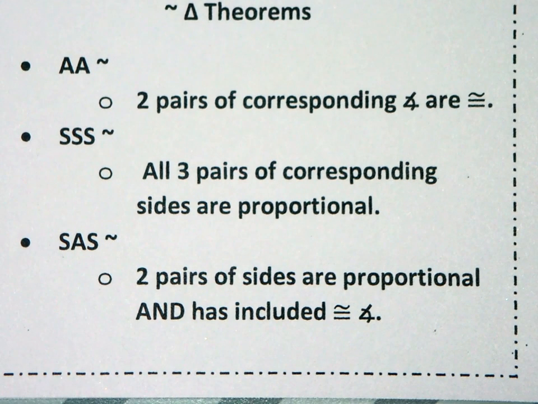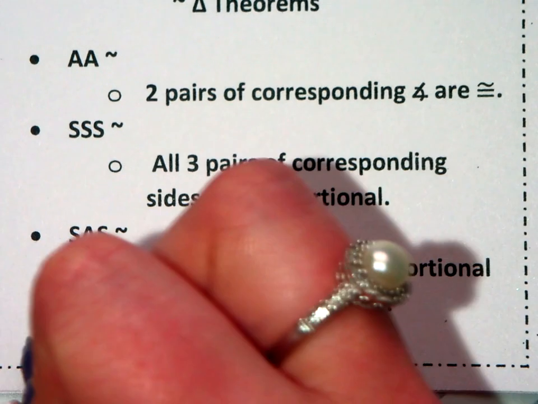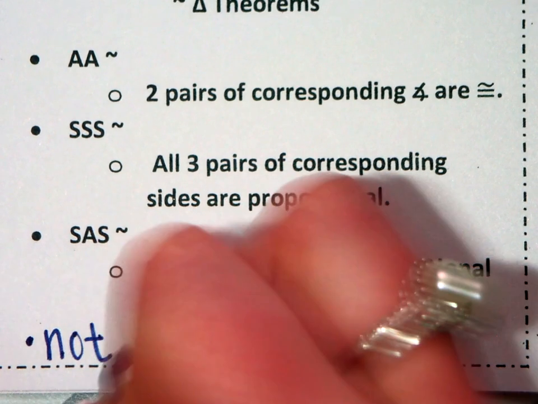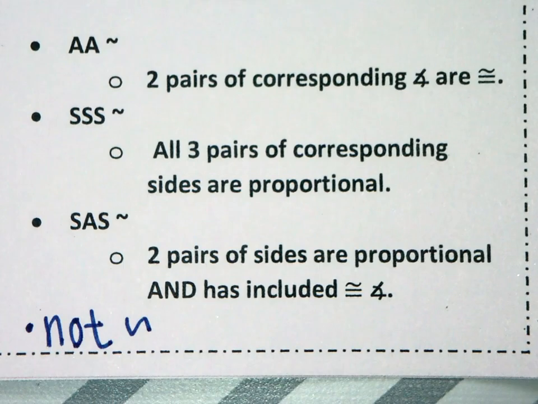If it is none of those, it is okay to write not similar. That's okay. It's allowed to not be similar. If it's not one of those three, it's not similar. So we're not going to necessarily do this whole page. We're going to do a few of each type. So let's start with number 1.